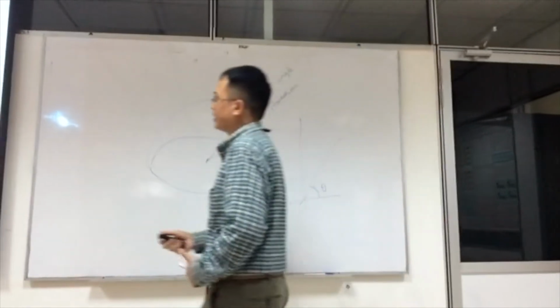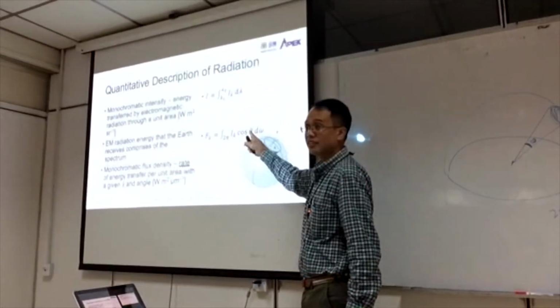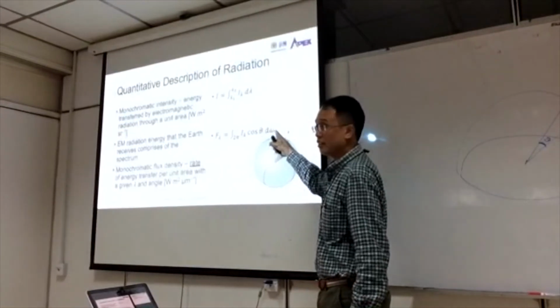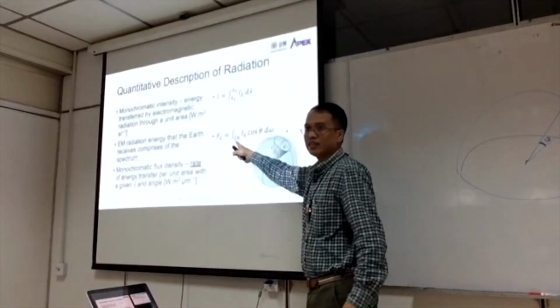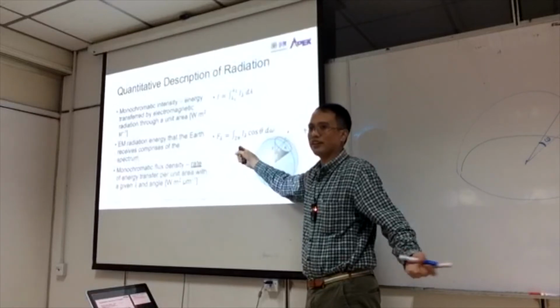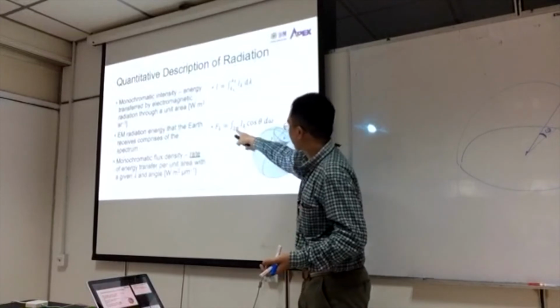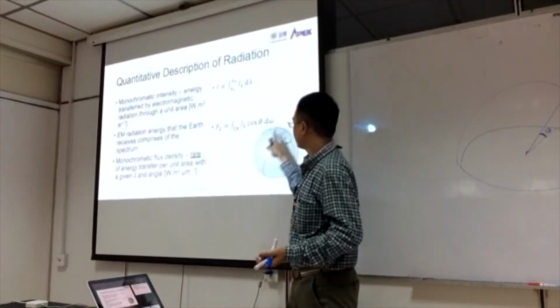So that's why here, the intensity times the solid angle is bounded. That means the maximum it can receive is 2 pi. But if you just want to look at a certain angle here, then of course it's from 0 to some solid angle value.